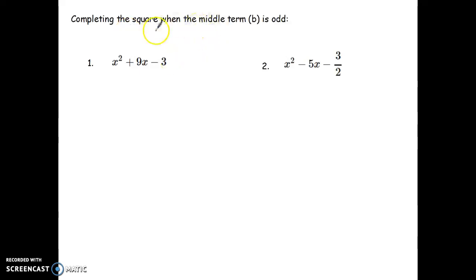In this video we're going to look at completing the square when our middle term is odd, which creates a problem because we're going to have to deal in fractions or decimals. So let's have a look and see what I mean.